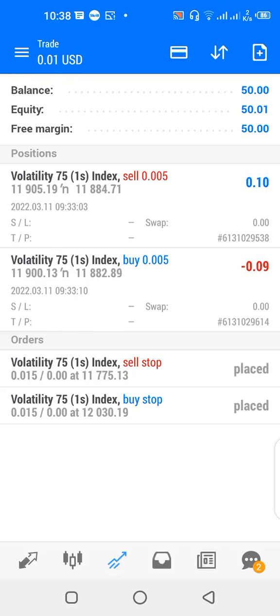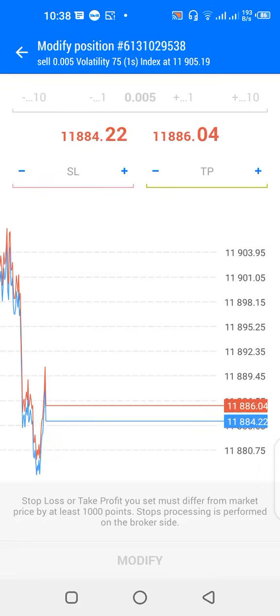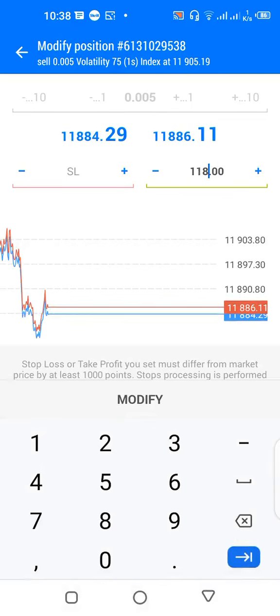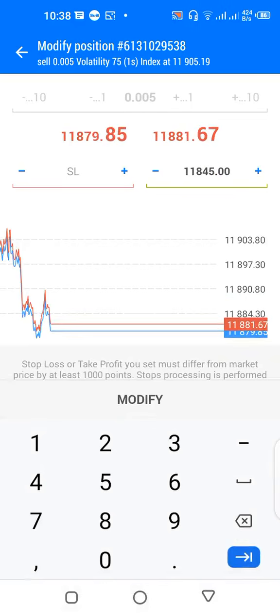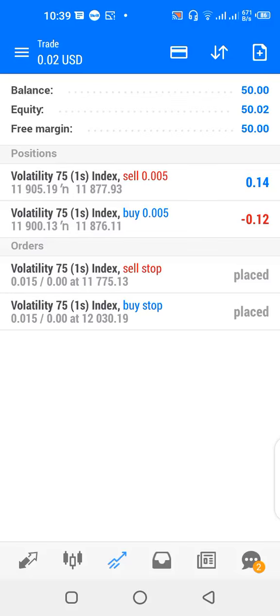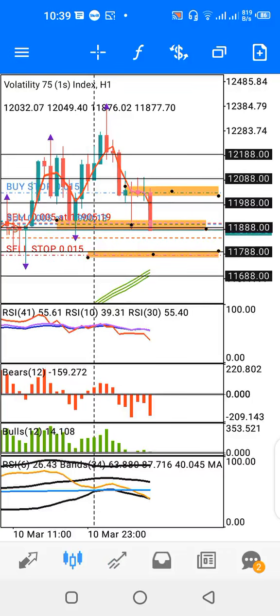My take profit is going to be about 60 points. So calculating 60 points below the sell stop, I will have 11845.19. Okay, that's the take profit for the sell stop.